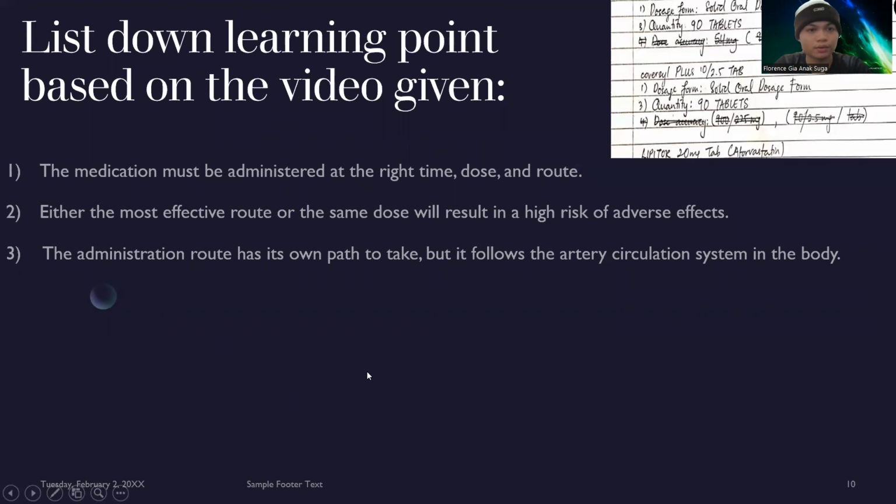Based on the video given, the learning points are that the medication must be administered at the right time, dose, and route. Otherwise, even the most effective route or the same dose will result in high risk of adverse effects, or simply known as side effects. The administration route has its own part to play, but it follows the arterial circulation system in the body.